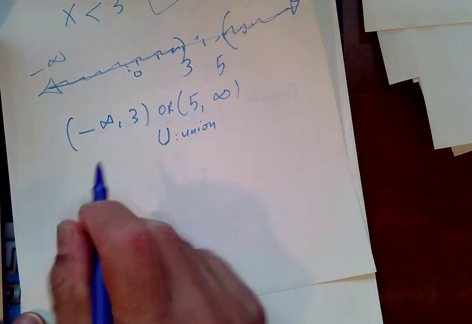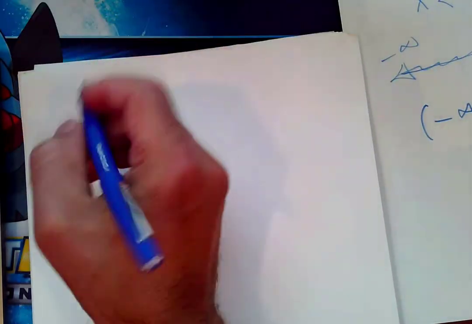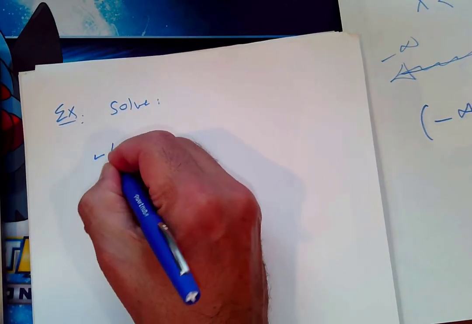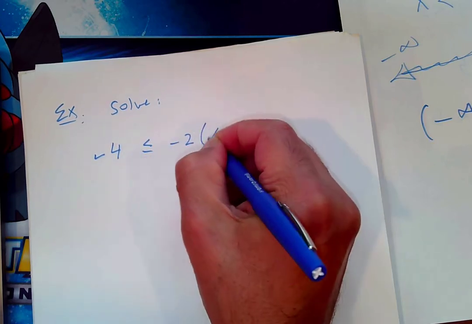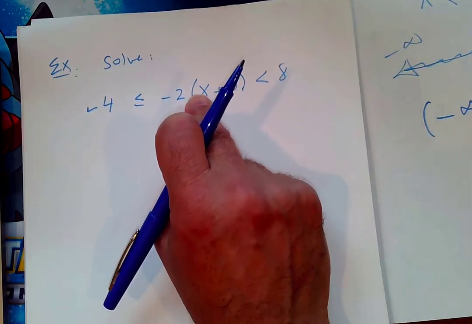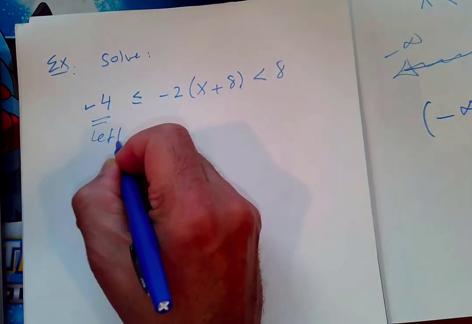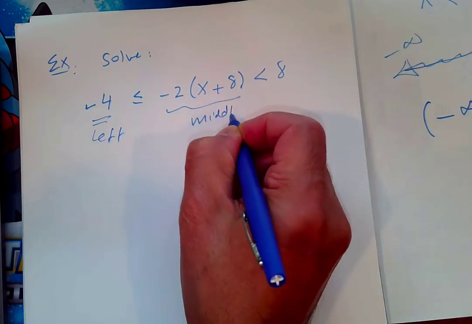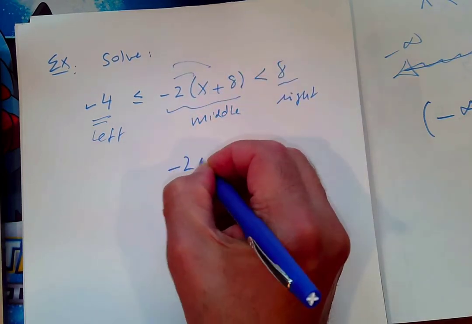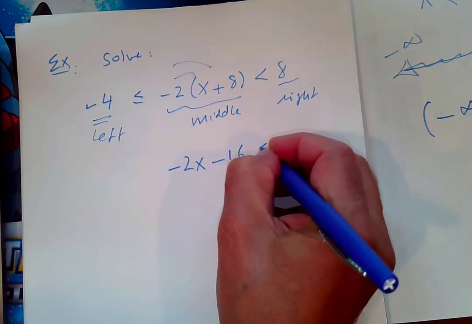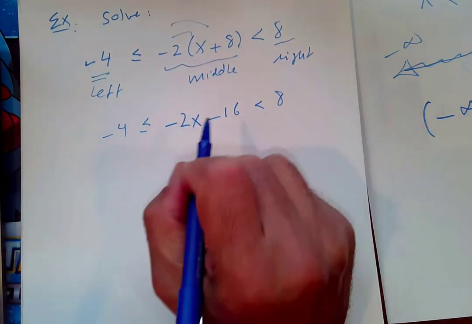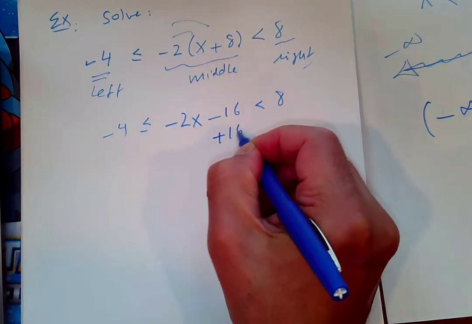So for example, if I say solve the compound inequality, negative 4 is less than or equal to negative 2 times x plus 8, which is less than 8. So we want to isolate x in the middle. There's left, and there's middle, and there is right side. So you want to isolate the x in the middle, so you distribute, you get negative 2x, negative 2 times 8 is negative 16, and then bring everything else down and focus on here. So you want to add a 16, but since there's 3 sides, you want to add 3 16s, 1 to each side.